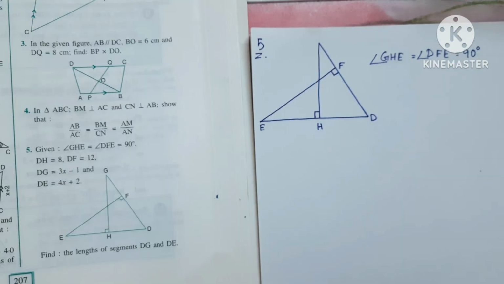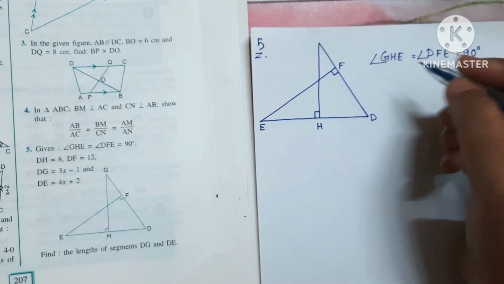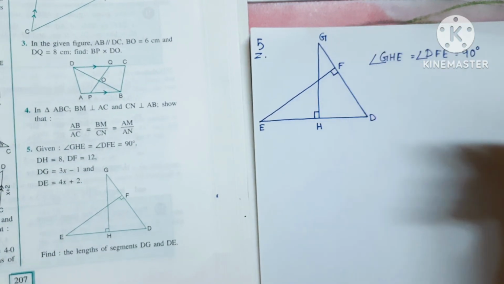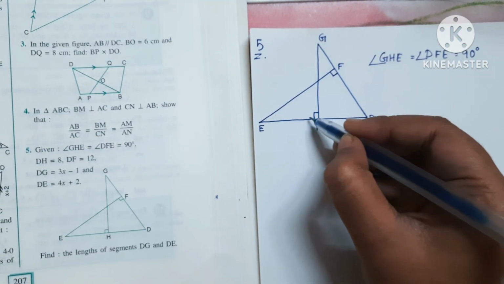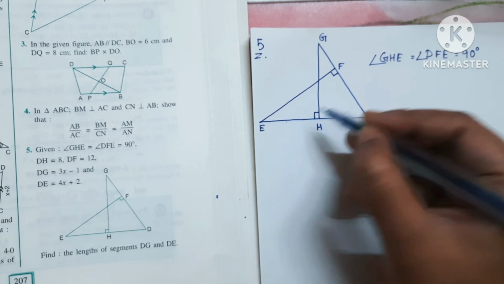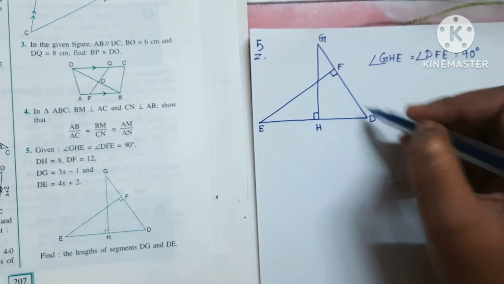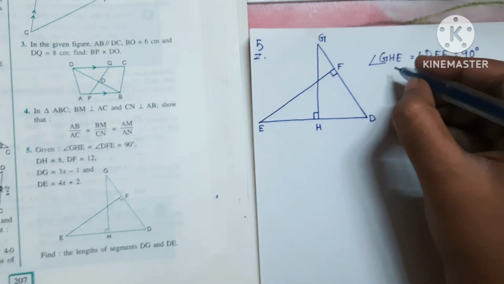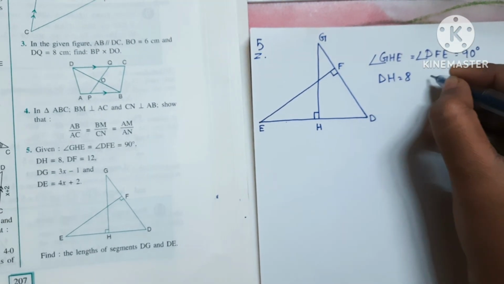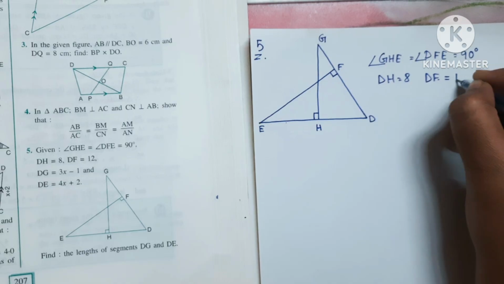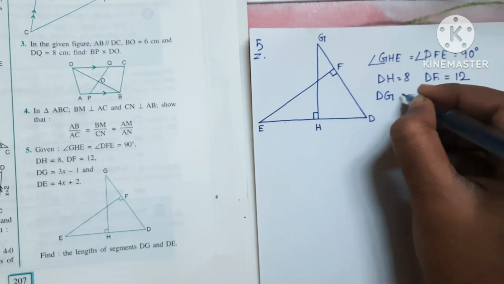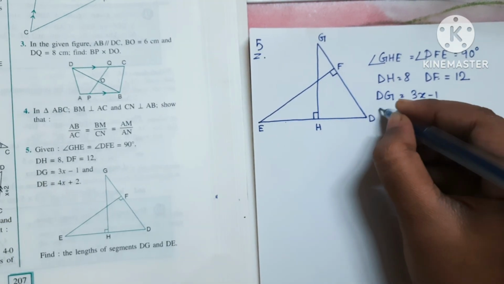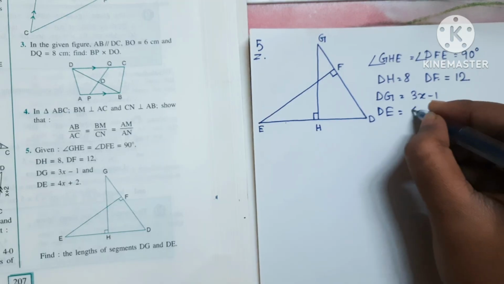Okay, proved. See question number 5. See the diagram. This is G. Okay, angle GHE is 90 degrees, and angle DFE is 90 degrees. DH equal to 8, DF equal to 12, DG equal to 3x minus 1, DE is equal to 4x plus 2.